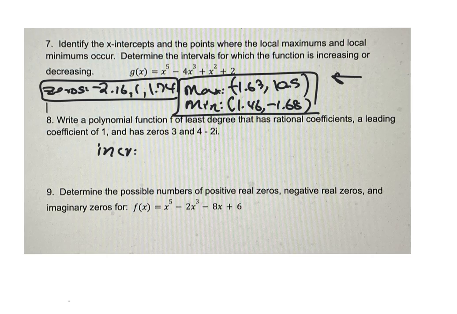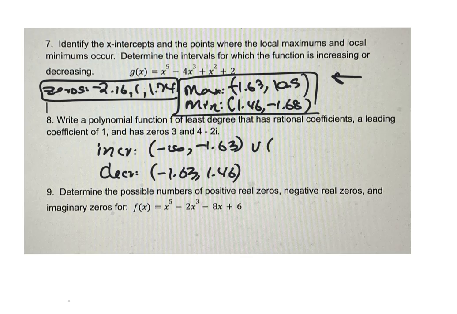So the graph starts off, if I'm looking to the left, it's increasing from forever until it gets to the max, to negative 1.63. Then it starts decreasing. It decreases from negative 1.63 till it gets to the min, which is 1.46. And then it starts increasing again. So it's increasing from 1.46 to forever. And that's the last part of that answer. That's a lot of stuff right there, but it's all on the calculator. If you need help on that, come see me before we take this thing and we'll work it out here.